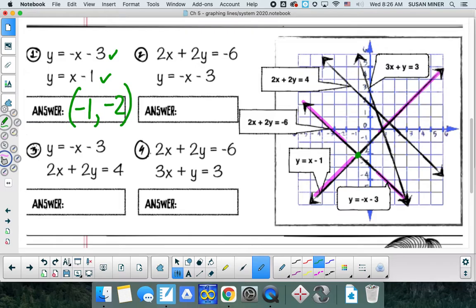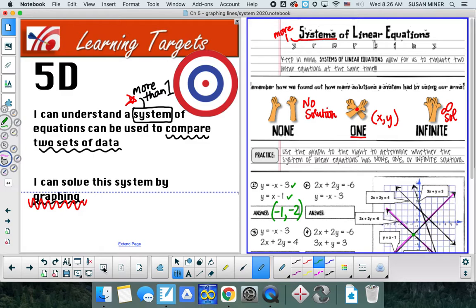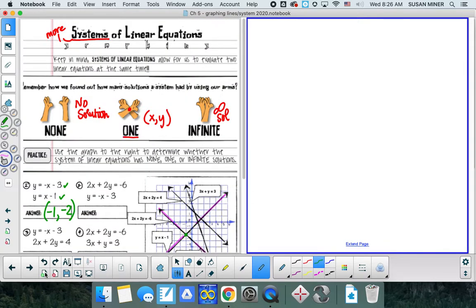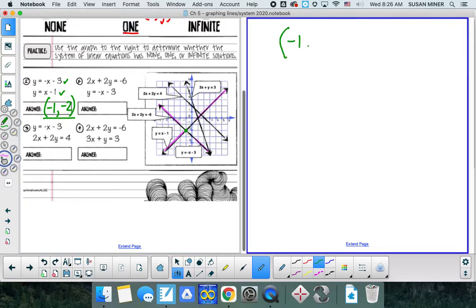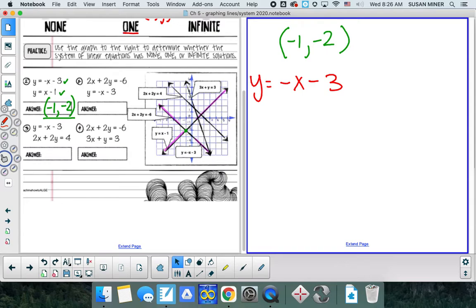Let's prove it to ourselves really quickly. So I'm going to split screen this and put in a blank page here. And we said that right here when x is -1 and y is -2, it will make both of these equations true. So I'm going to put my equations up here. Y equals -x minus 3. There's my first equation. And my second equation was y equals x minus 1.